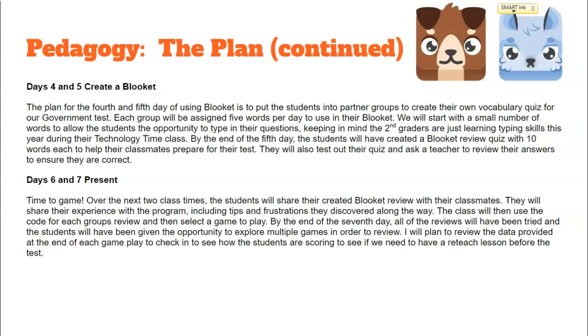So on day 6 and 7, the students will have time to play each other's Blookits. I will have each partner pair stand up, share what they've done, talk about things that were difficult, how they troubleshot, which might help the other students with some things they might have been struggling with. And then everyone will get to play each other's games. So by the end of day 7, not only have we learned how to make a Blookit, we've also reviewed for our government test over 4 days. So I think that's going to be really helpful for my students.